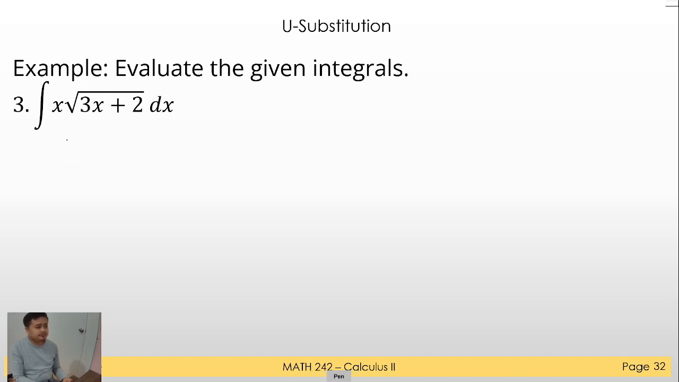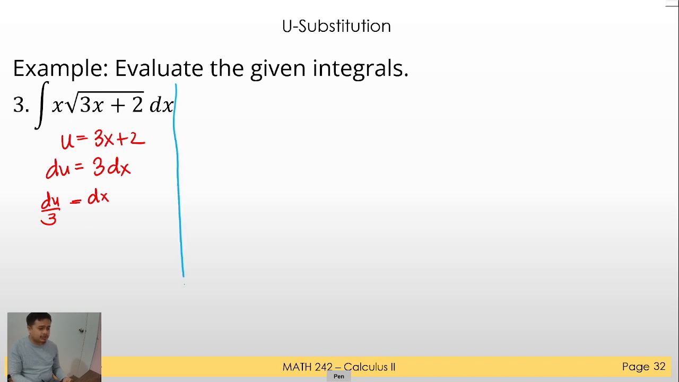So we have u is equal to 3x plus 2, okay, and then du is equal to, so the derivative is 3dx, okay, so therefore dx is equal to du over 3. All right, so let's try substituting the values first. Okay, so we have the integral of x times square root of u, and then du over 3. So we have du over 3 here.